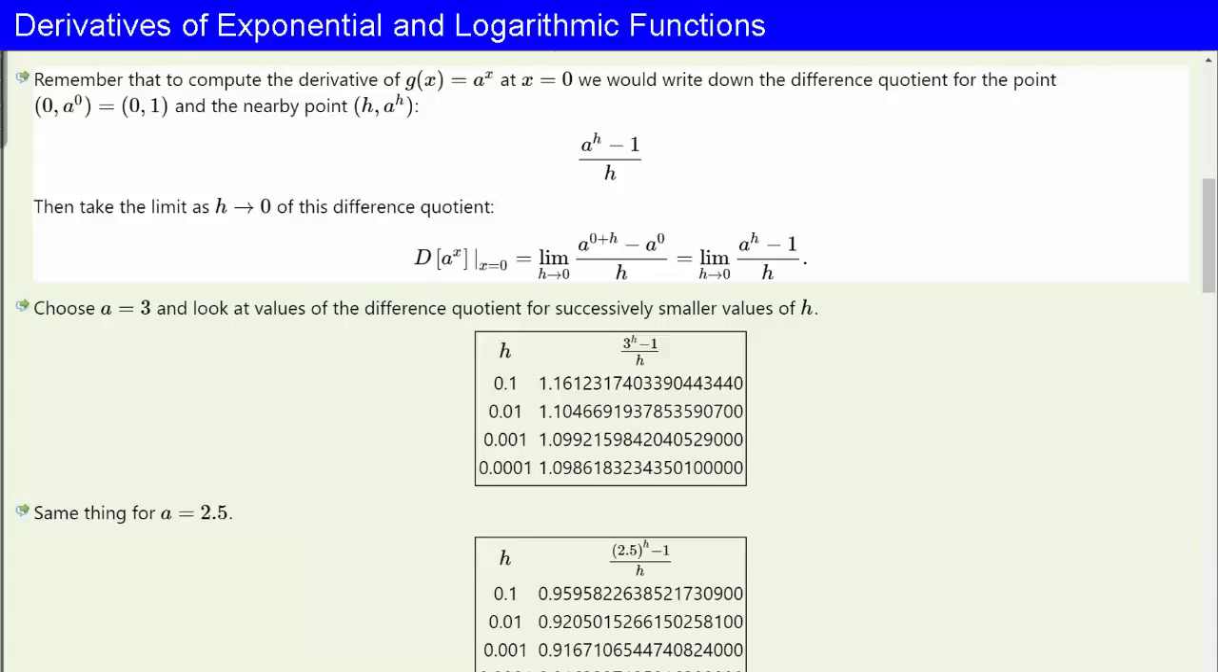Remember that to compute the derivative of g of x equals a to the x at x equals 0, we would write down the difference quotient for the point (0, a to the 0), which is (0, 1), and the nearby point (h, a to the h). That difference quotient has the form (a to the h minus 1) all divided by h. And then we take the limit as h tends to 0 of that difference quotient.